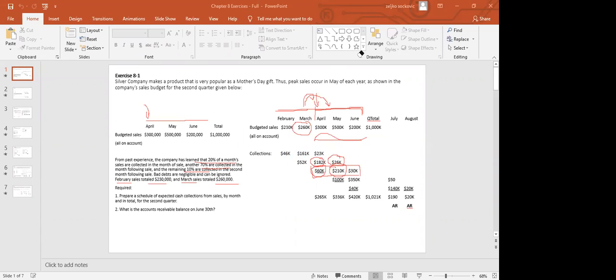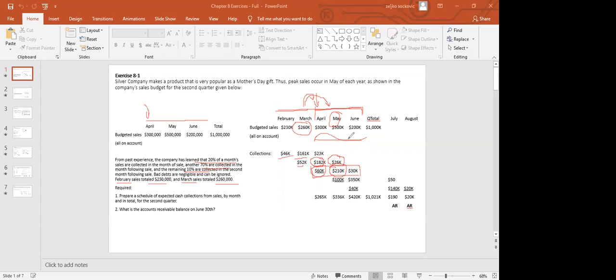They exist. Now, do you need them or not? That's up to you to decide. Well, clearly you don't need them. You don't need these amounts here. You don't need them because that's not the question. The question is usually, let's say, what will be your collections for May?